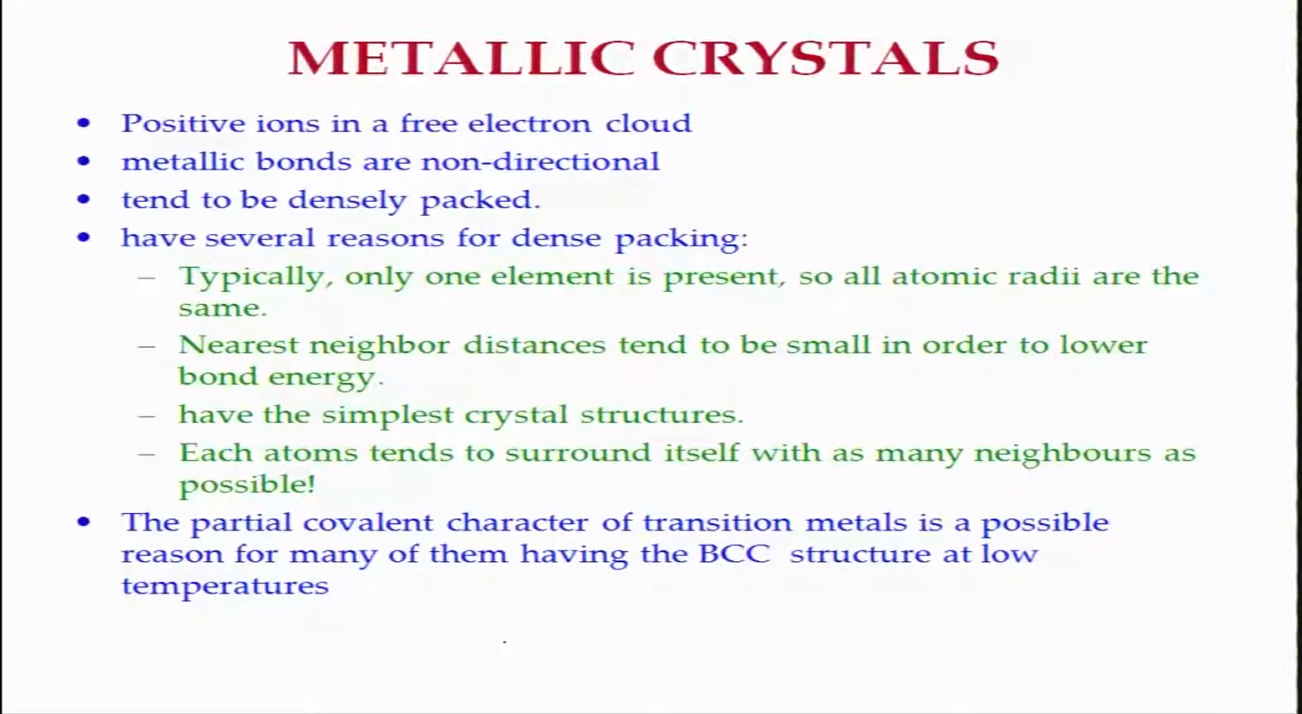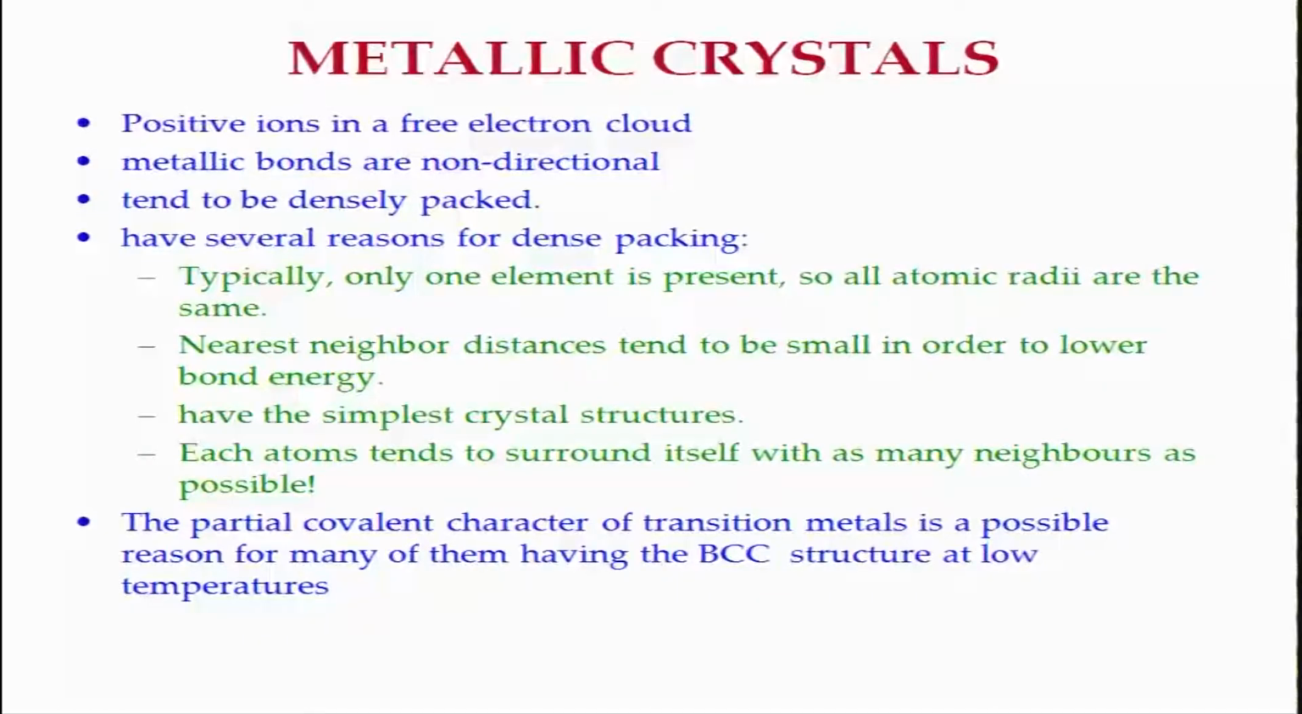So, metallic crystals can be defined, you know that they have positive ions, and the positive ion core is surrounded by a free electron cloud. Metallic bonds tend to be non-directional in nature. In case of covalency, because electrons are located in certain orbitals and orbitals have a particular shape, there is a very strong directionality with the covalent bonds, but metallic bonds do not have a directionality.